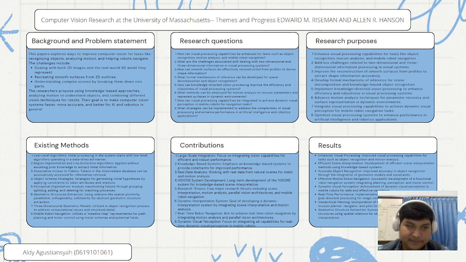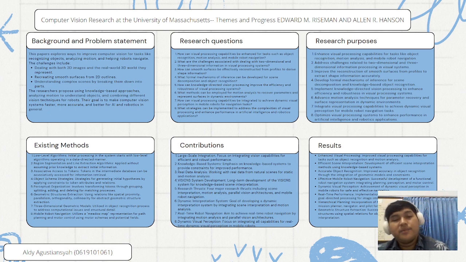Existing methods. So the existing methods from these papers are: 1. Low-level algorithms. 2. Region segmentation. 3. Associative access to tokens. 4. Object schema strategies. 5. Perceptual organization. 6. Geometric structure extraction. 7. Three-dimensional geometric models. 8. Mobile robot navigation.